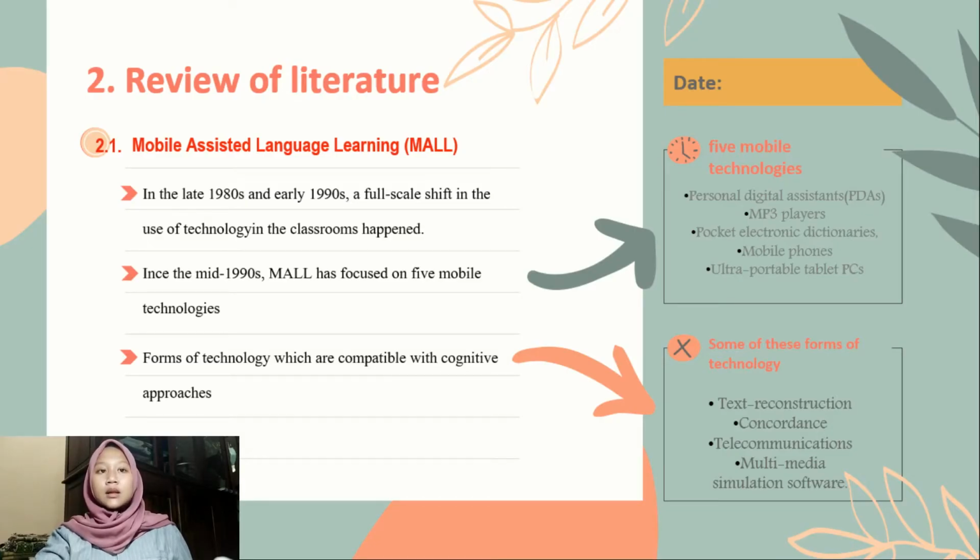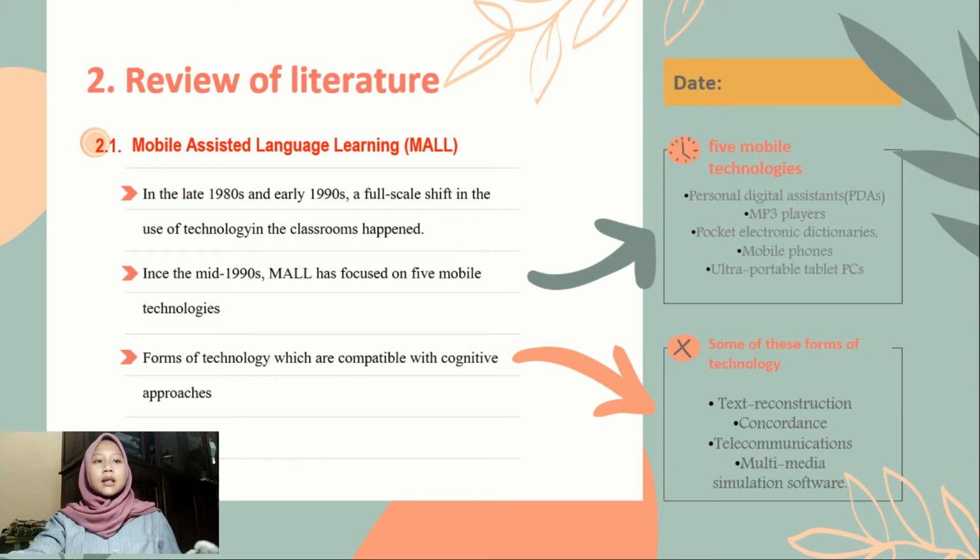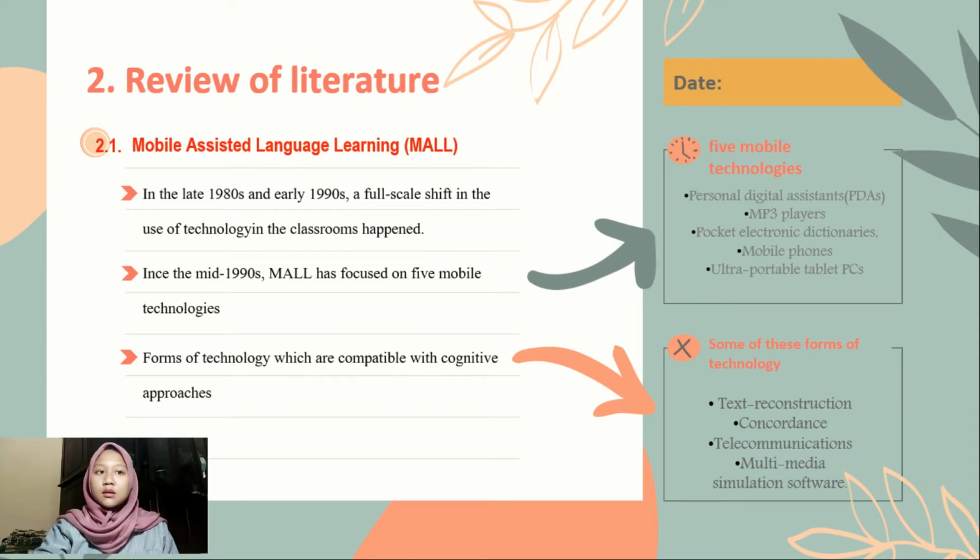The second is review of literature. 2.1 is mobile assisted language learning or MALL. In the late 1980s and early 1990s, a full-scale shift in the use of technology in the classroom happened. Second, in the mid-1990s, MALL has focused on five mobile technologies, which are personal digital assistants or PDAs, MP3 players, pocket electronic dictionaries, mobile phones, and ultra-portable tablet PCs.